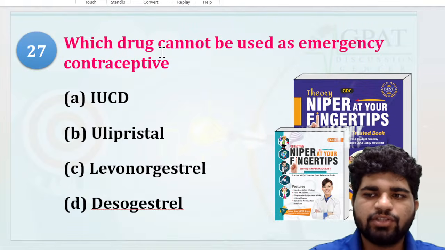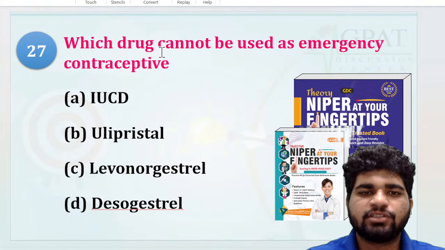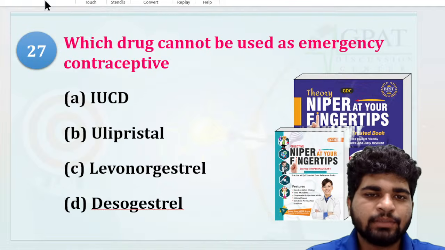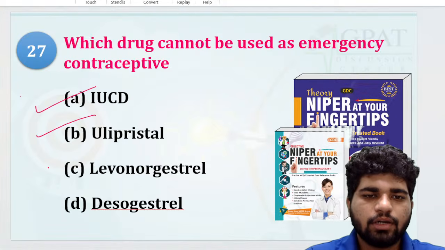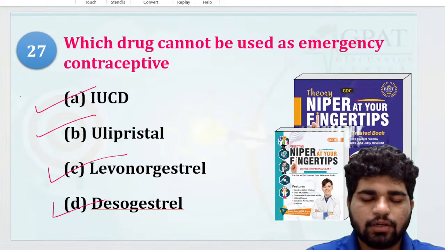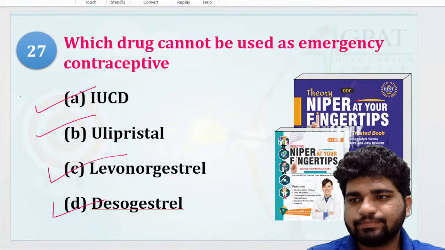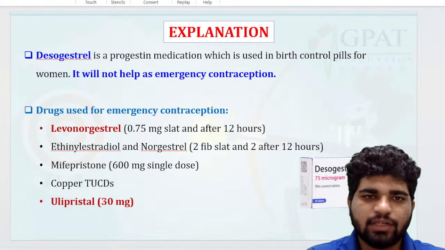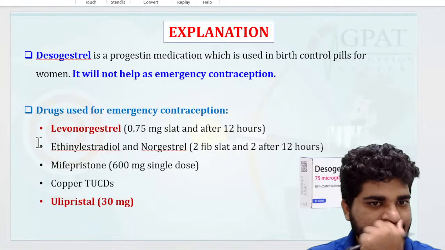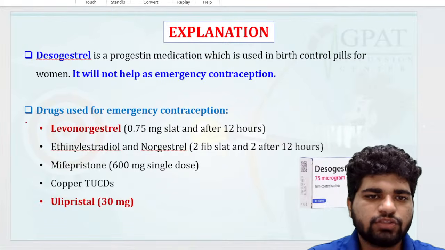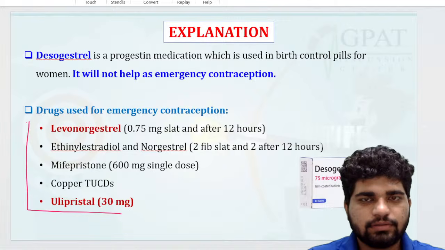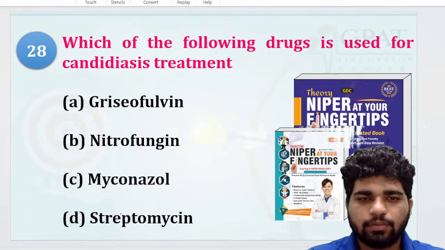Now, which drug cannot be used as an emergency contraceptive? IUCD, ulipristal, levonorgestrel, or desogestrel? That is your desogestrel, which cannot be used as an emergency contraceptive. And these are the drugs which are used for emergency contraception that you have to see over here, right?